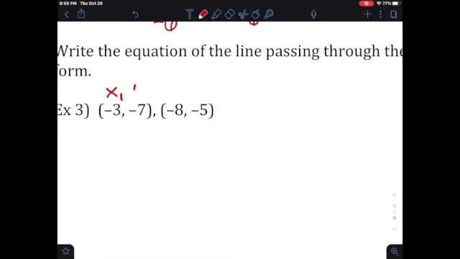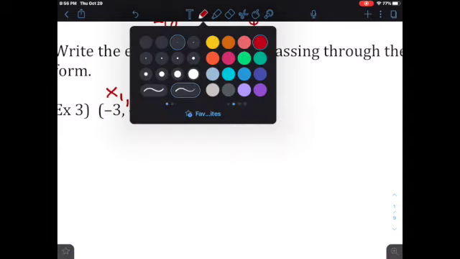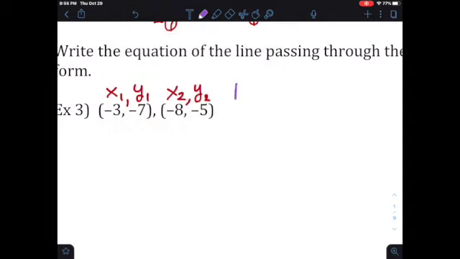x1, y1, x2, y2. And if you do that, you will use the formula m equals y2 minus y1 over x2 minus x1.